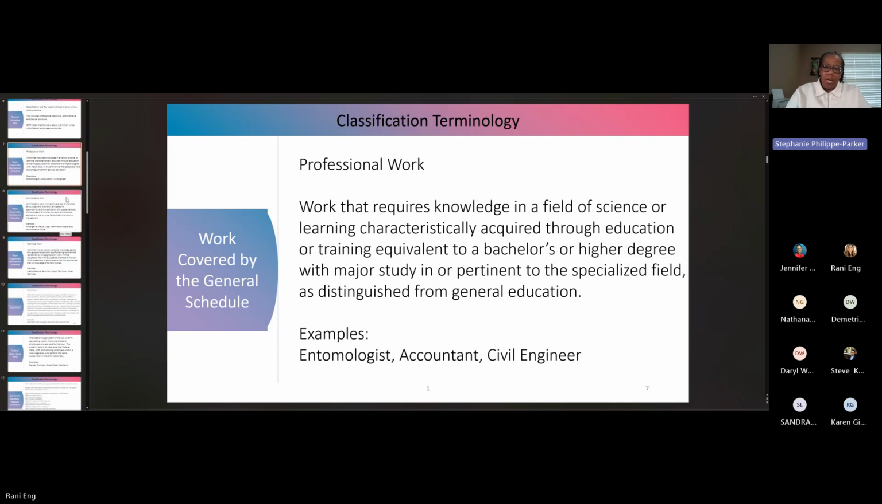Typically these positions will be graded at the higher end of the grading scale. And I realize that we haven't really talked much about what that looks like as far as the grading goes. We'll get into that in the last session. Professional positions are at that higher end of the grading scale and require very specialized knowledge and a degree. Next slide, please.